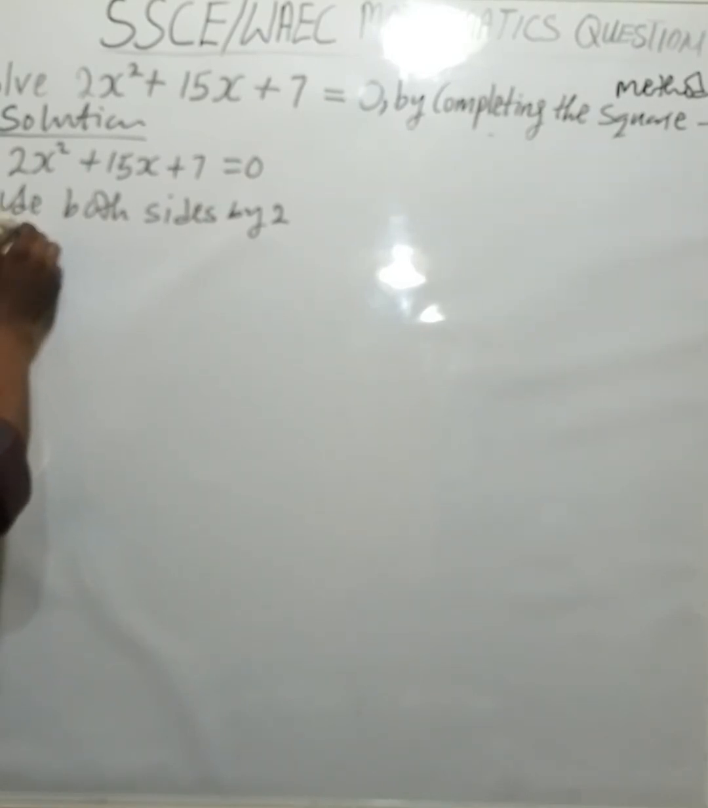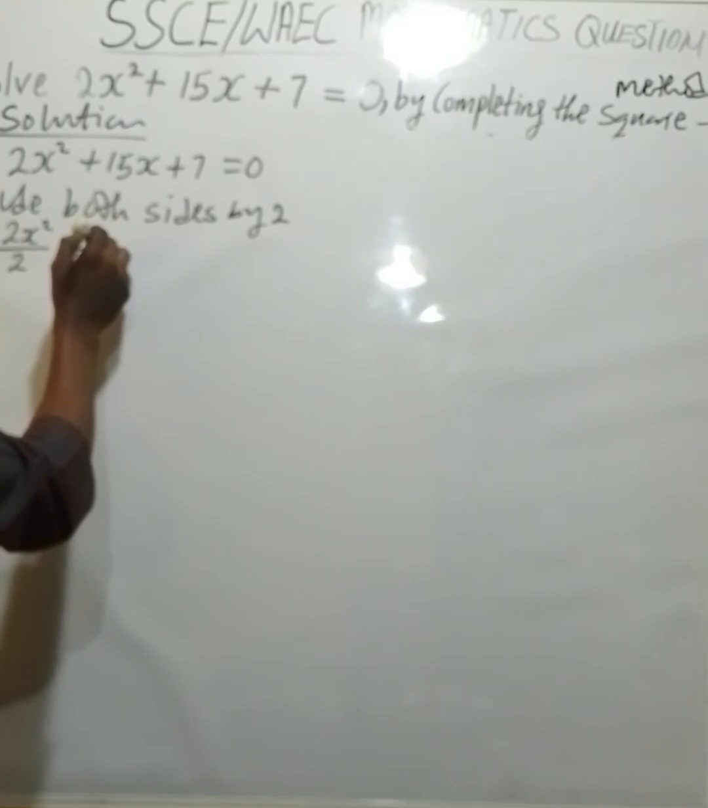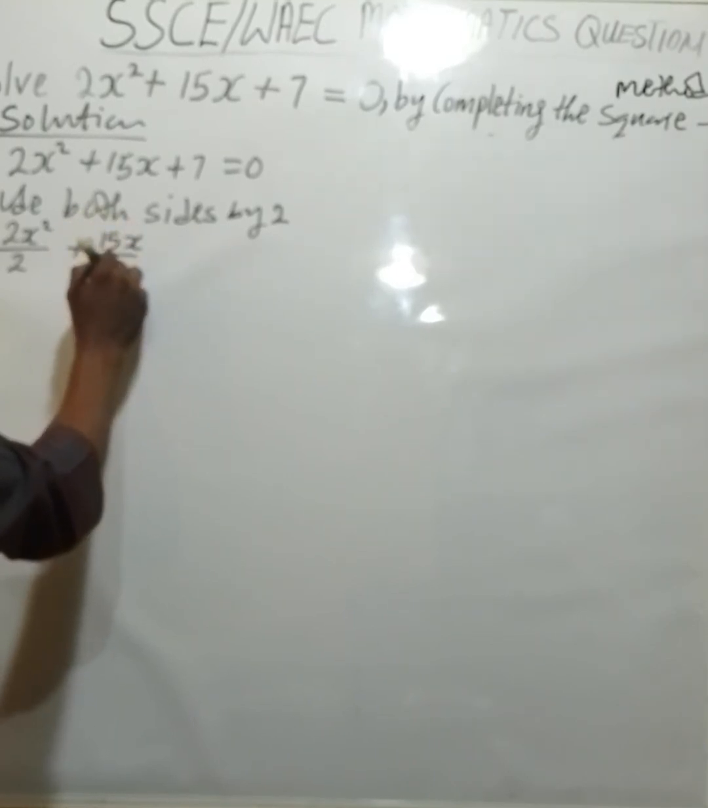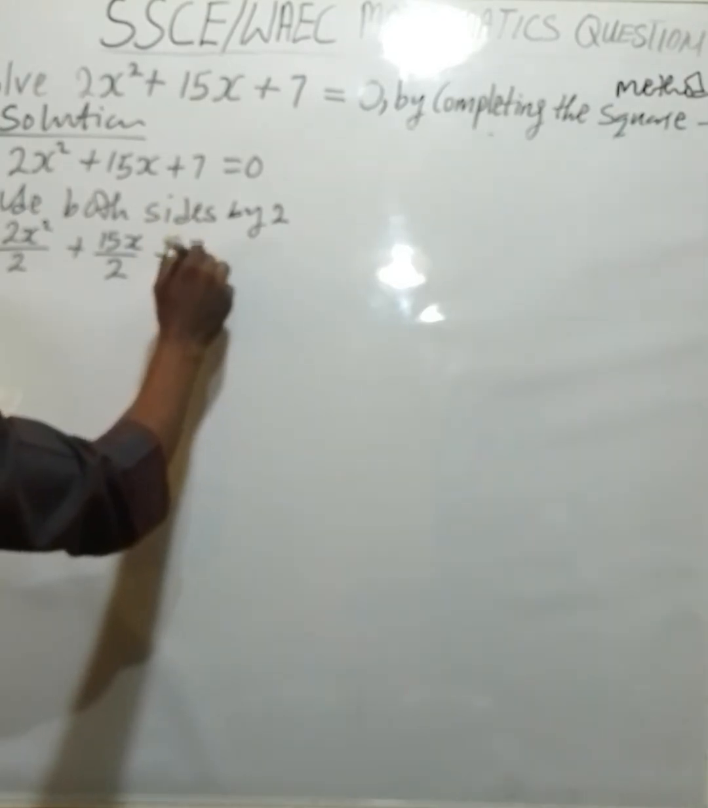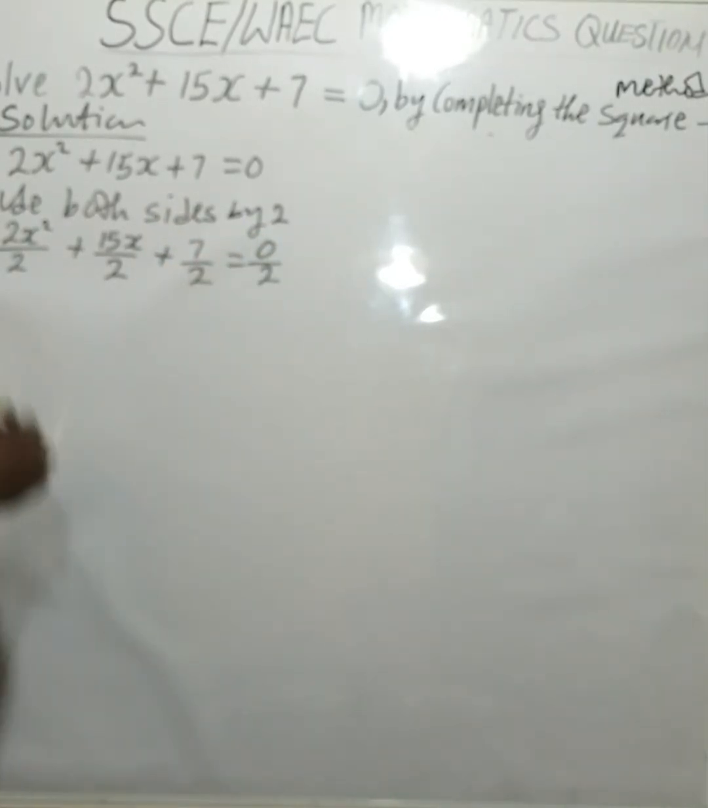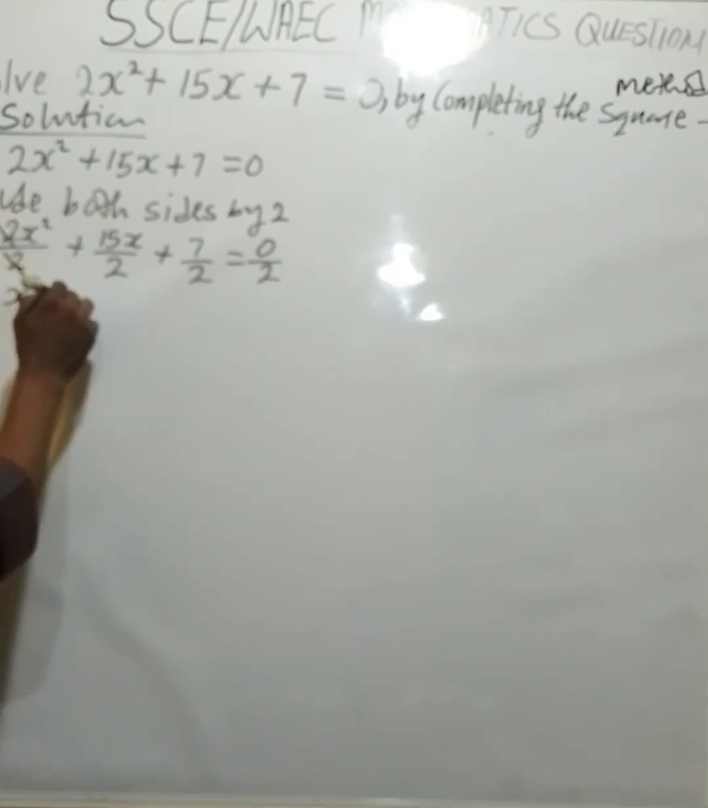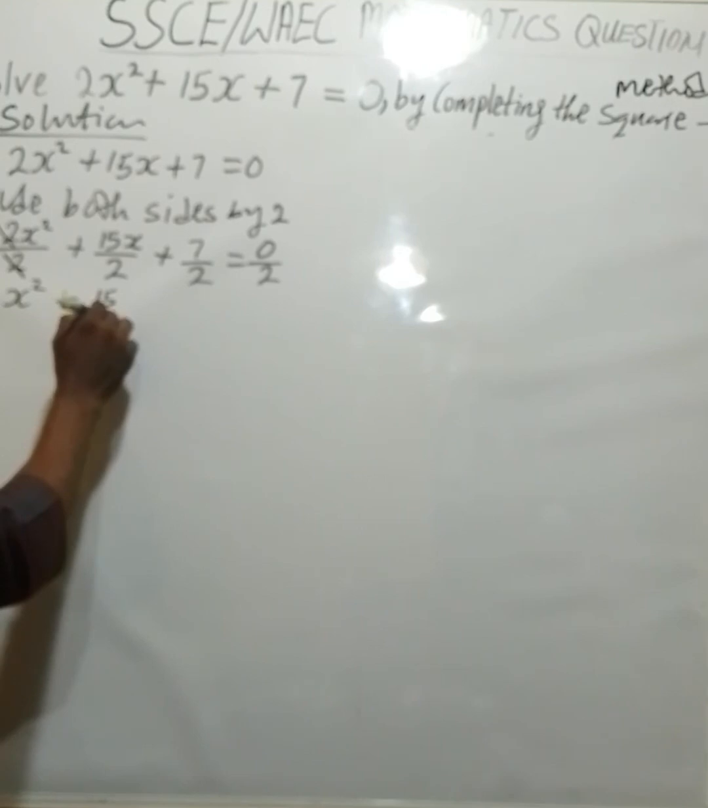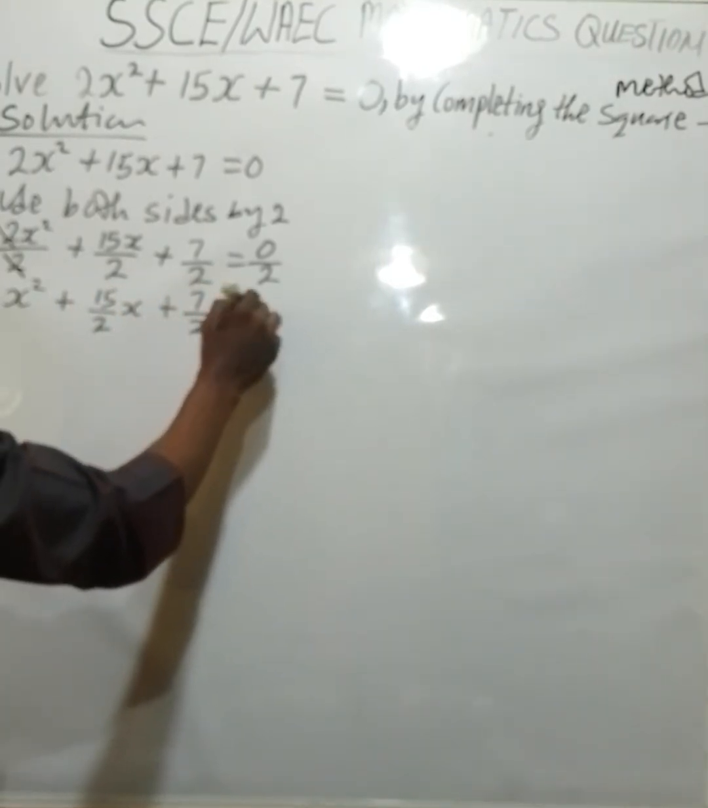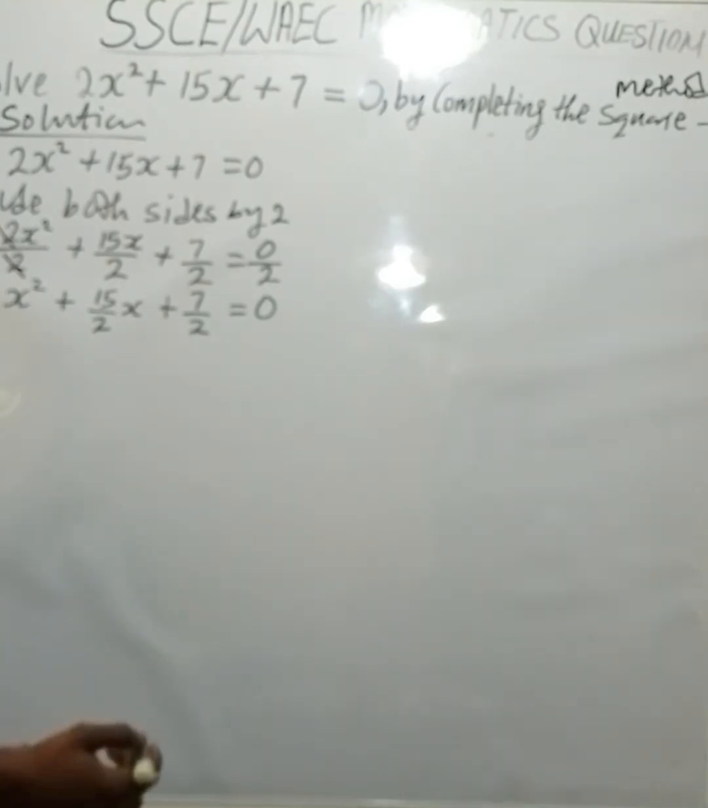It will now give us 2x squared over 2 plus 15x over 2 plus 7 over 2 equals 0 over 2. Now 2 cancels 2, we have x squared plus 15 over 2 x plus 7 over 2 equals 0. 0 over 2 equals 0. So that's the first step.